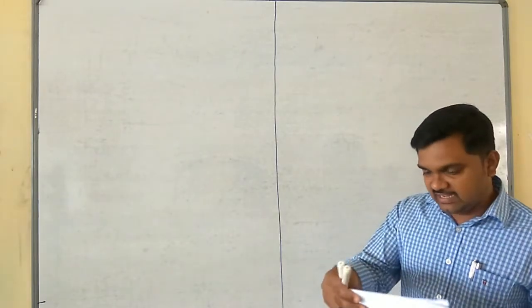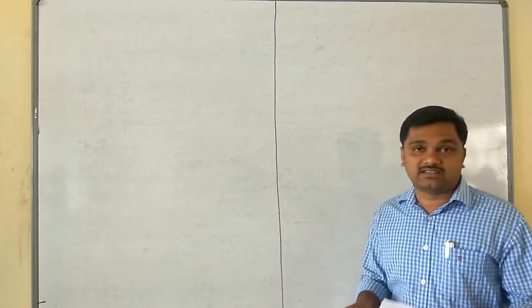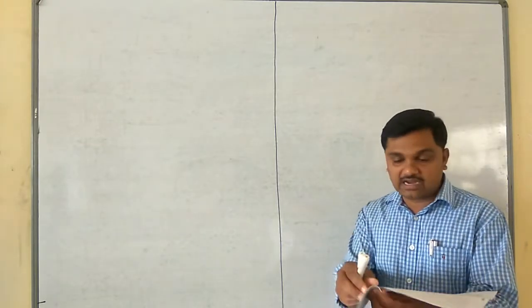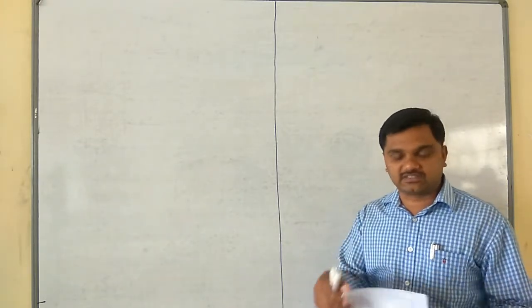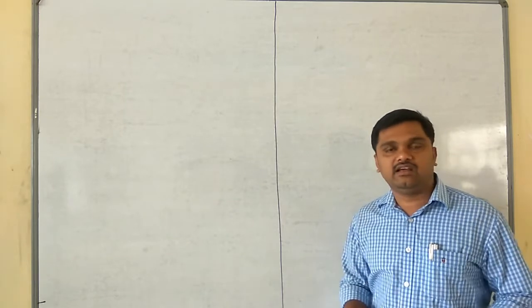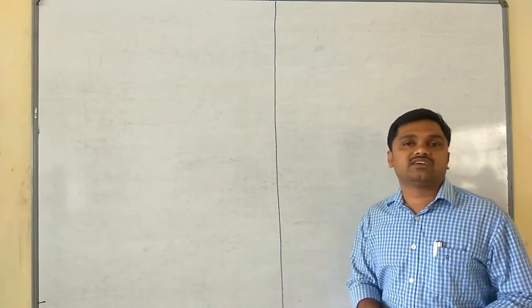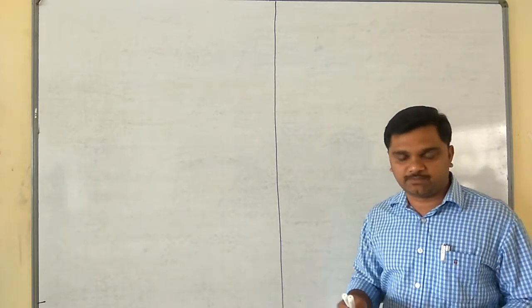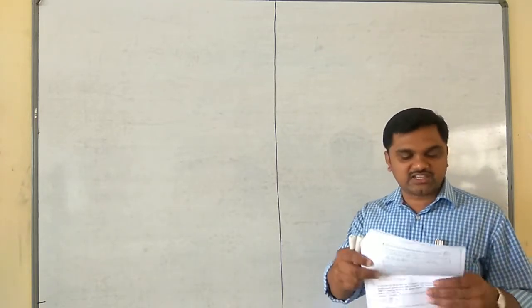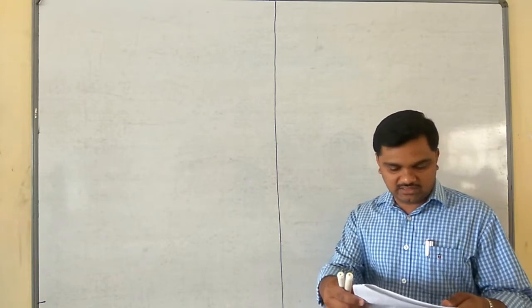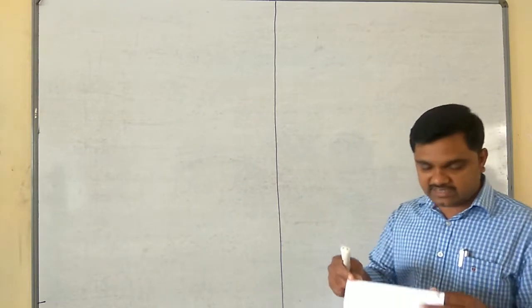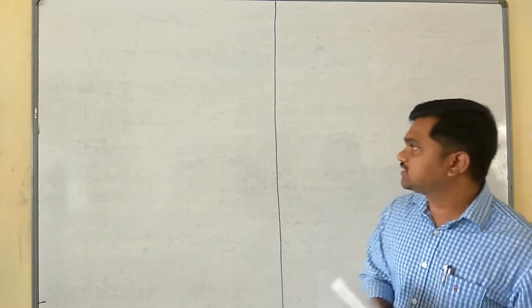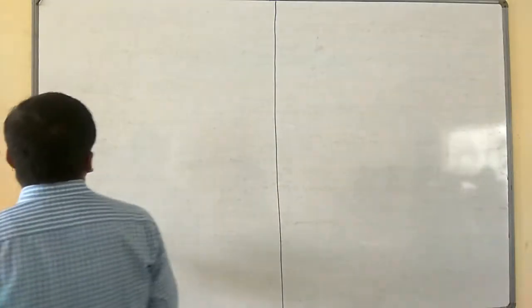In this class, let's continue the numericals on the second chapter, that is electric potential and capacitance chapter. As I said earlier, the numericals on the second chapter are very important for annual examination. In the last class we have discussed the first three numericals, isn't it? Anyhow, let's continue from the fourth one.